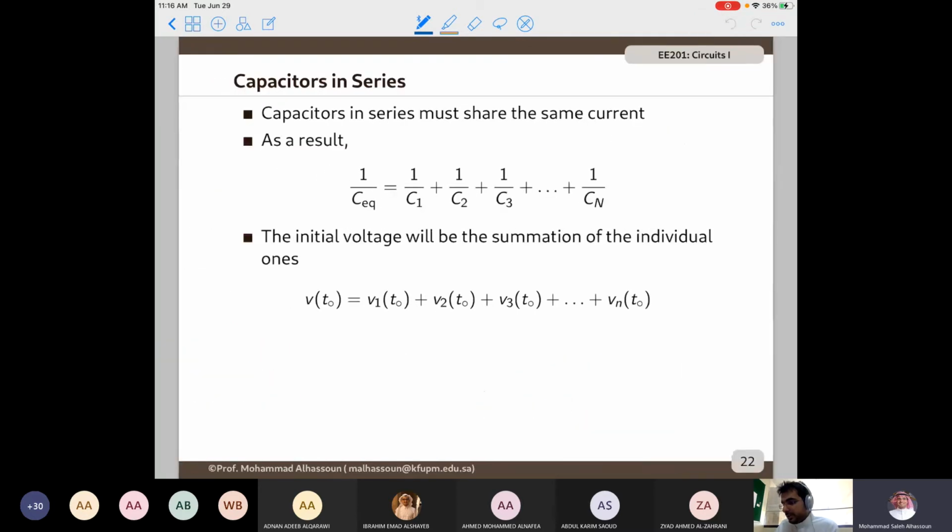Okay, what about capacitors? The situation for capacitors is a little bit tricky. For capacitors in series, the equivalent is something like this. The derivation is in the book, so I'm not going to go through it. The initial voltage will be the summation of the individual ones. So for capacitors in series, the equivalent capacitance is less than the individual ones.